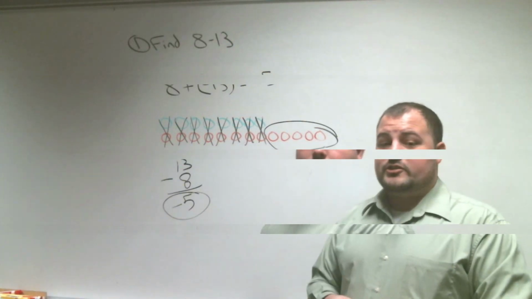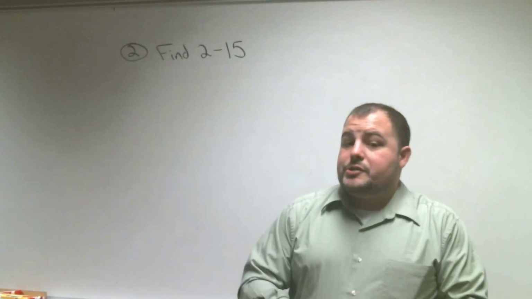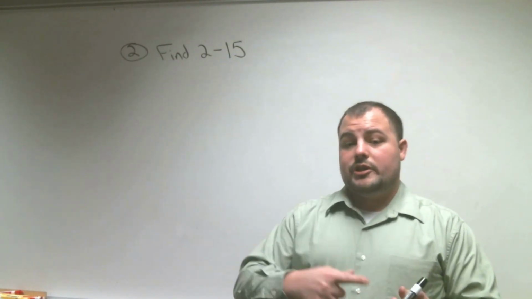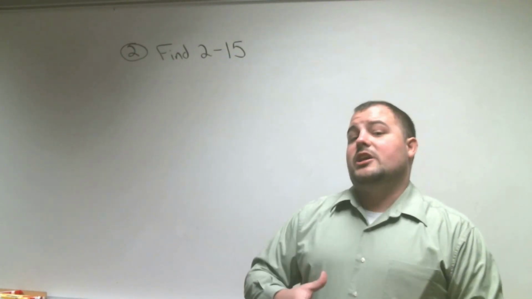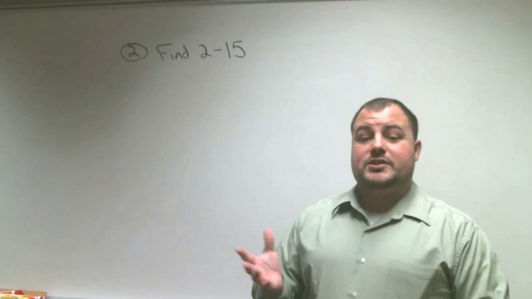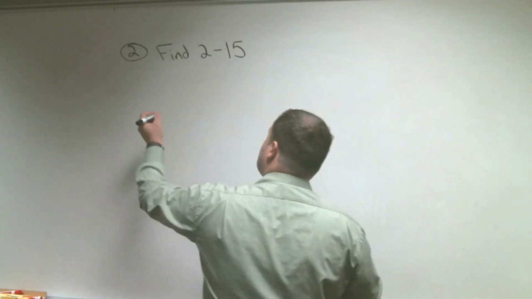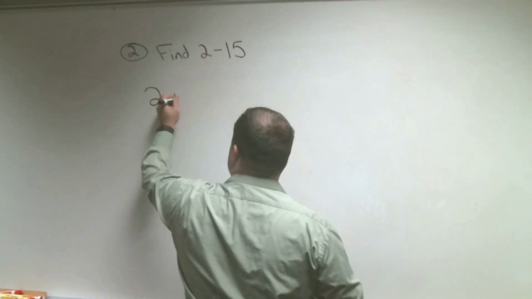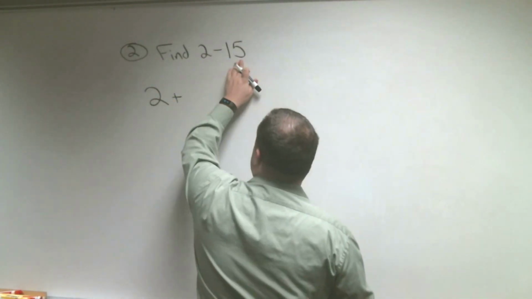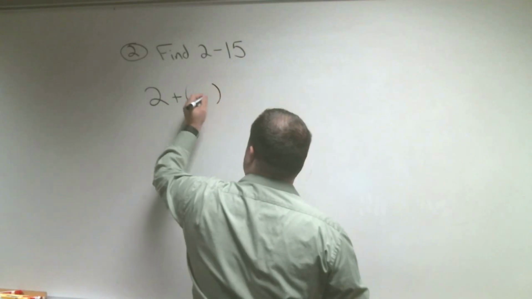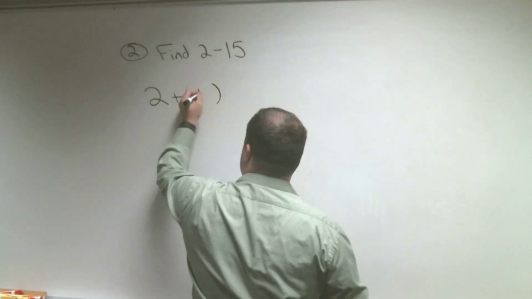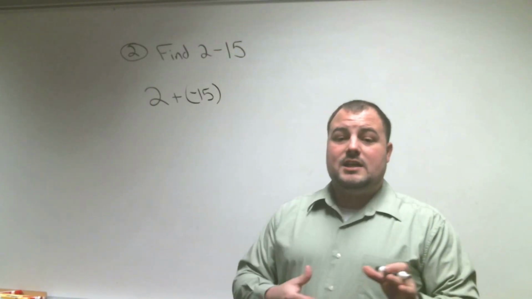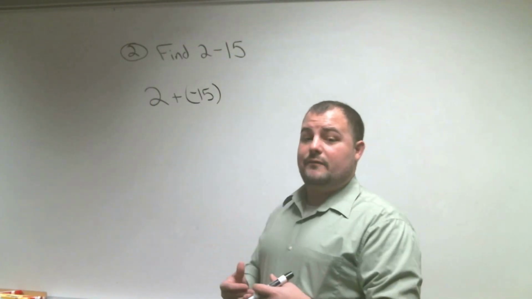Let's go ahead and do another example. In example 2, we're going to find 2 minus 15. So we're going to follow our rule: change subtraction to addition and change the opposite, the inverse, of what we see at the end. So we start with 2, and we change the subtraction sign to addition. And then this 15 is going to change. Instead of it being just 15, it's now going to be negative 15. So 2 minus 15 is the same as 2 plus negative 15.